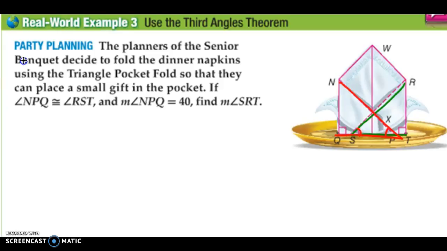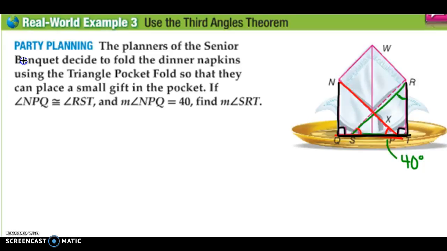See the little tick marks means that they're equal. And we know that this amount right here is 40 degrees, okay? We want to find this one right here, okay? So how do we do that? Well, I can see right here that NQT is a right angle. And I can see that QTR is a right angle as well. So those two are equal to each other.